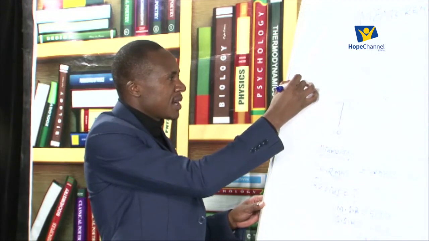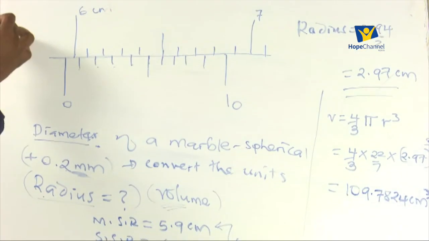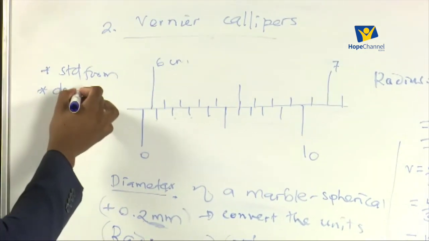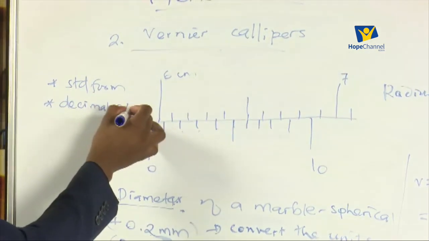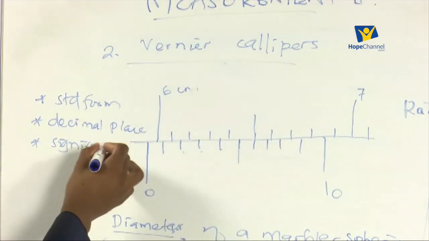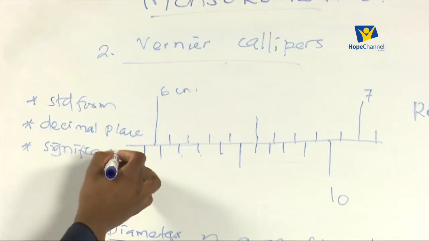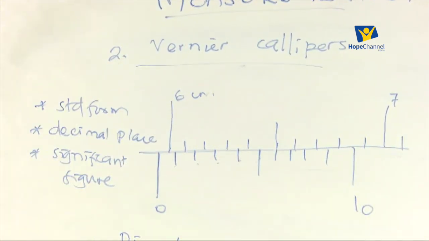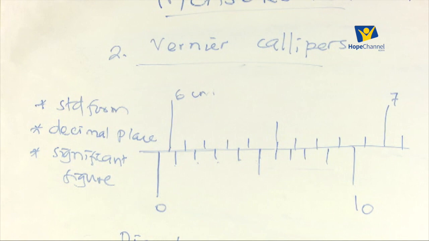I think the most important thing for you to keep in mind is this. We had the standard form, and then we had the decimal places, and then we discussed the significant figures. If you really are good in these significant figures, and if you are good in the micrometer screw gauge and the Vernier calipers, then you are good to go in the practicals.